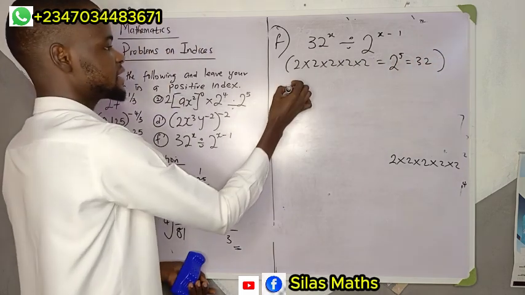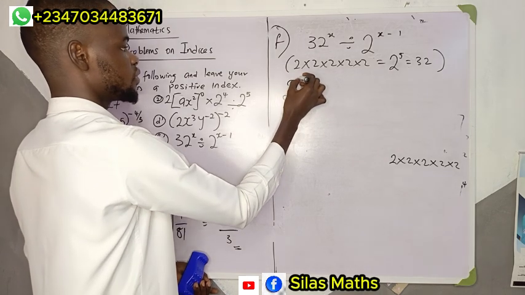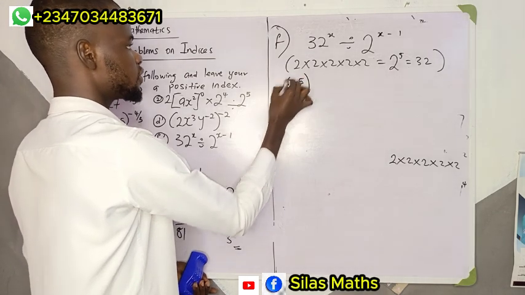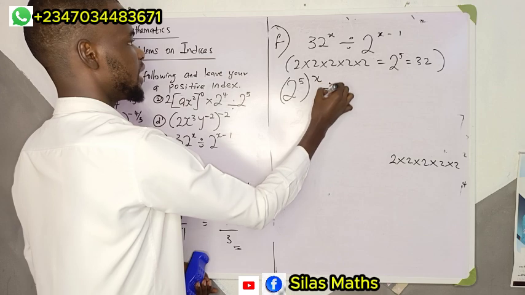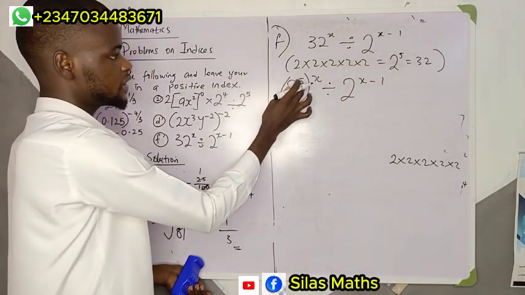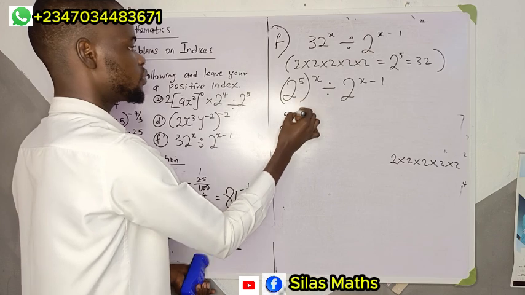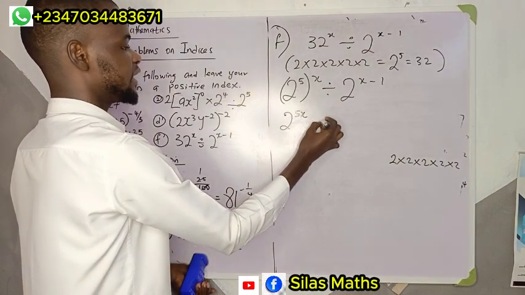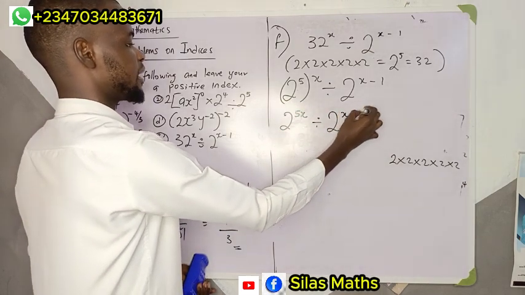So that means I can express this by saying that this is equal to 2 raised to power 5 all to the power of x divided by 2 to the power of x minus 1. So remember our power law, this will multiply this, and that will give me 2 to the power of 5x divided by 2 to the power of x minus 1.